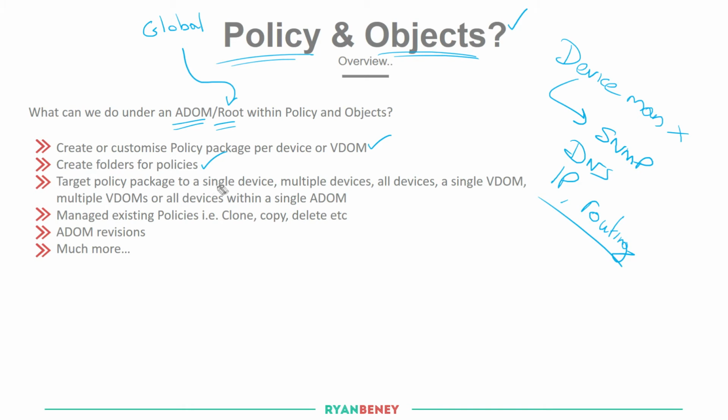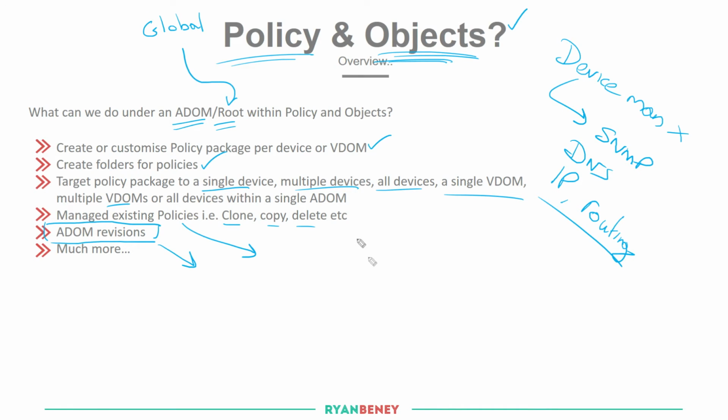And we can install the policy packages on a single device, multiple devices, all the devices, or VDOMs within a single device. We can also manage not only the policy packages themselves and the objects that link to those policy packages, but we can modify our actual policies. So again, if we wanted to allow, deny, clone, copy, delete, and so forth, this will all be done in here. We also get this new concept, something called an ADOM revision. So the ADOM revision is a key point to pick up within the policy and object tab.